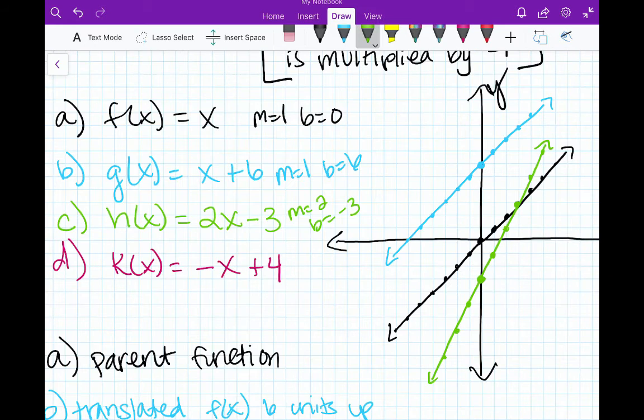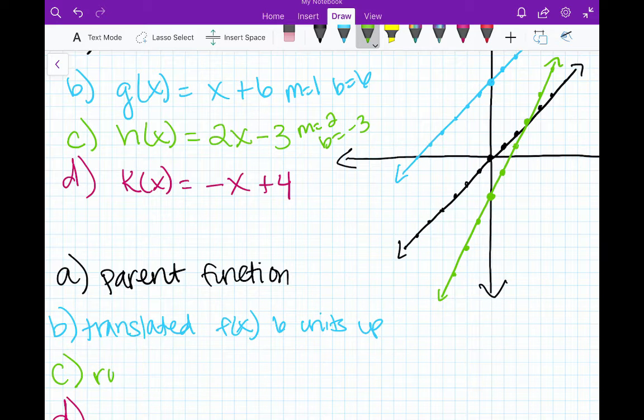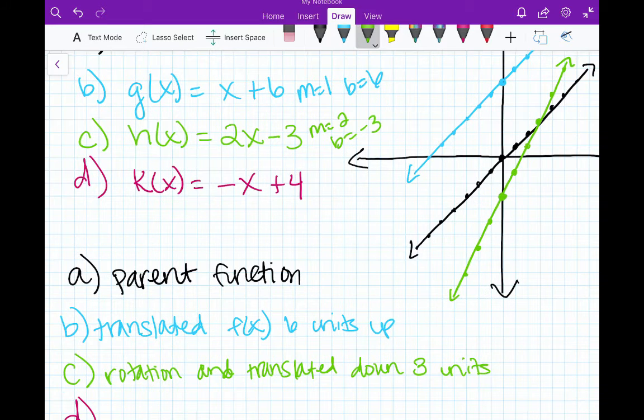So the transformation of h of x from f of x, well, the slope changed and so did the y-intercept. So because the slope changed, that is a rotation. And you don't need to be specific about the rotation. You just need to identify that it is a rotation, but also the function was translated 3 units down from the parent function f of x equals x from 0 to -3. So again, as you can see, there are multiple transformations happening from f of x to h of x, which is totally fine.